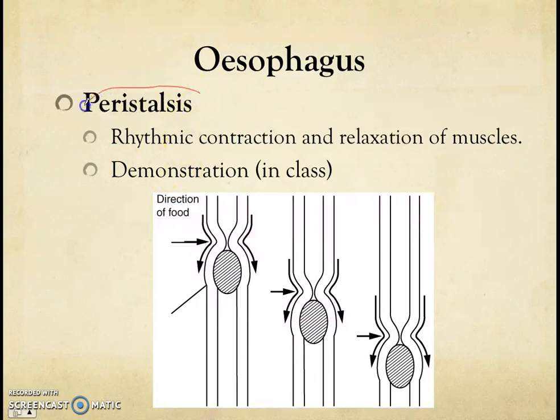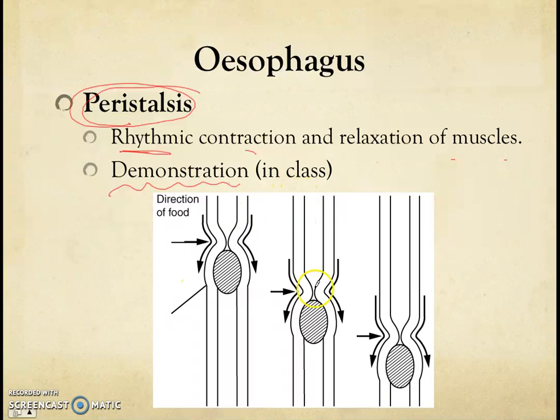So it is peristalsis, which is the rhythmic contraction and relaxation of muscles, you remember. That is what moves food down from the mouth to the stomach. And when I come back, I hope that I'll be able to show you a demonstration of it, alright? So remind me if I forget.